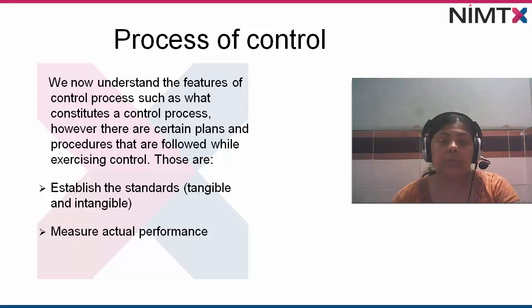And then there are intangible and tangible standards. Tangible standards may be like cost, income, productivity, and intangible standards are something that cannot be seen or touched. That can be loyalty, goodwill, quality. So these are intangible standards which need to be maintained.